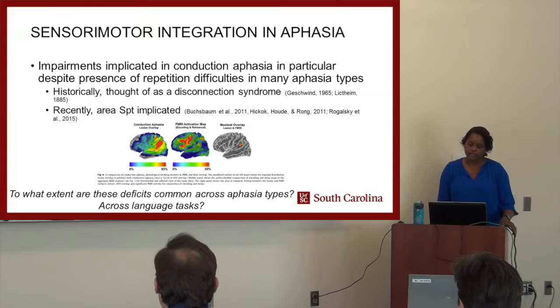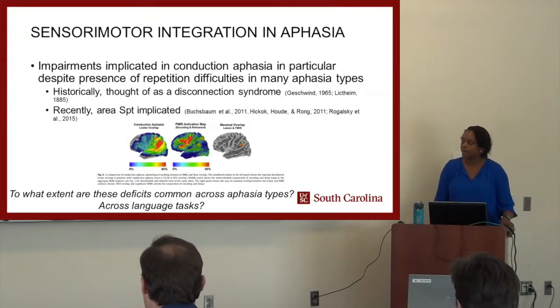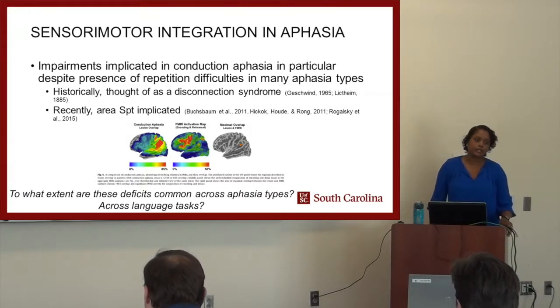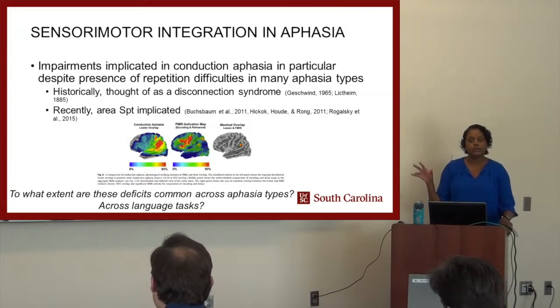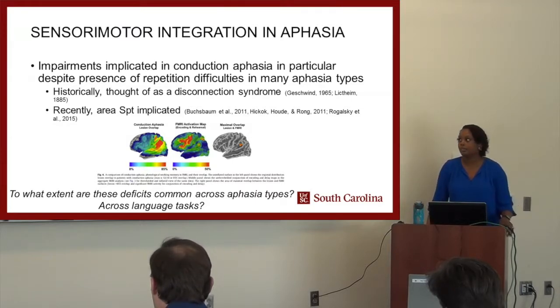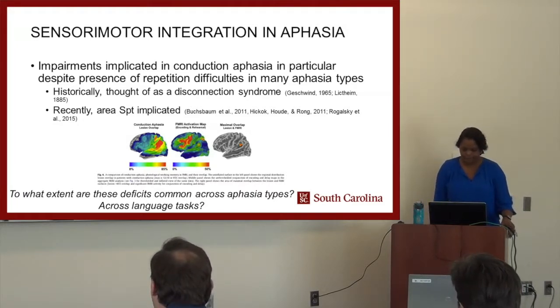But what we really don't know still is to what extent these deficits are common across aphasia types. Many aphasia types have difficulty with repetition, but we don't really know much about sensorimotor impairment outside of conduction aphasia. And also, how does this impact other tasks? Repetition has been used as a measure of the integrity of the sensorimotor system. You have that external auditory stimulus that you have to transform into a motor command to be able to repeat. But how do these impairments manifest or affect other types of language functions?